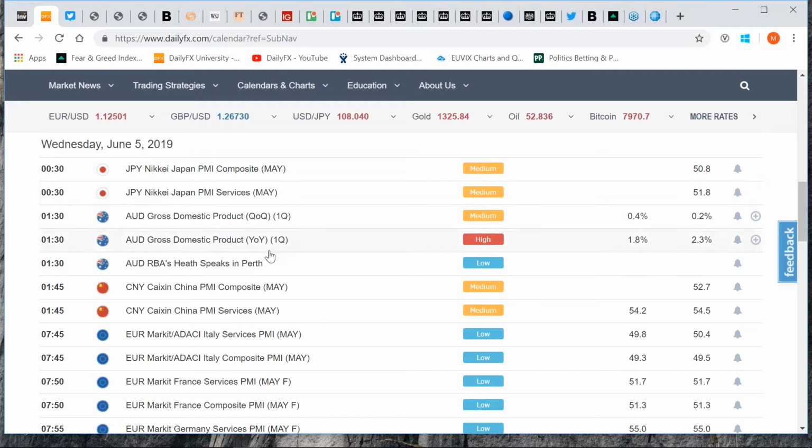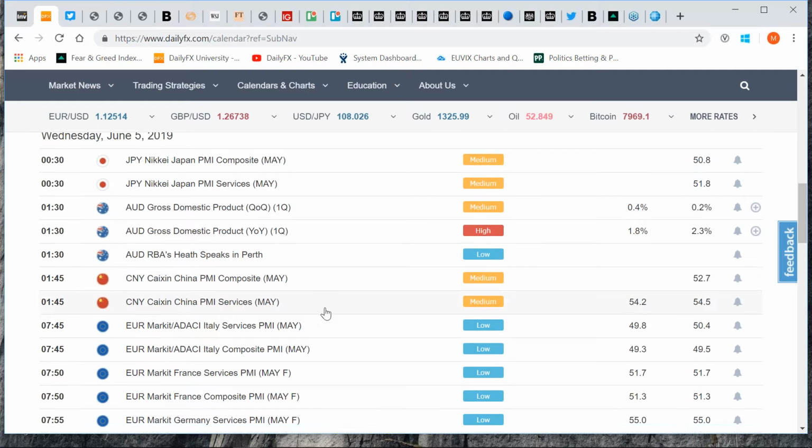But let's look at the China one, and here the China services PMI for May. So previous one was the manufacturing sector, this is the services sector. Expected to be a little bit down, I guess. Looking at the manufacturing figures, you might expect this to actually fall a little bit more than expected.